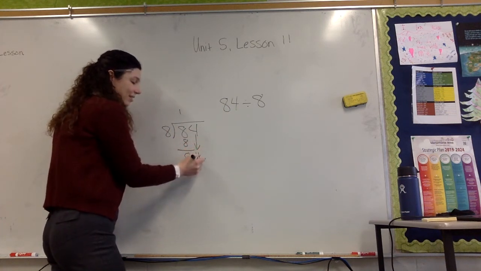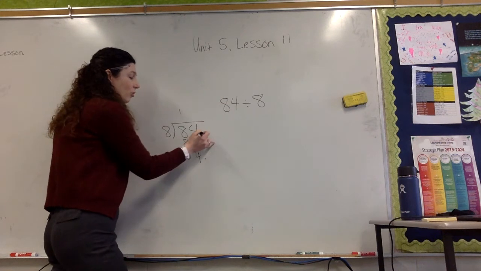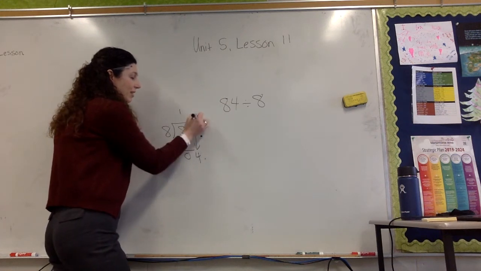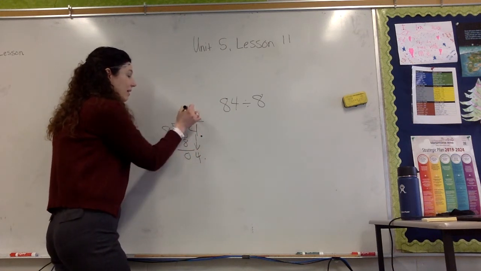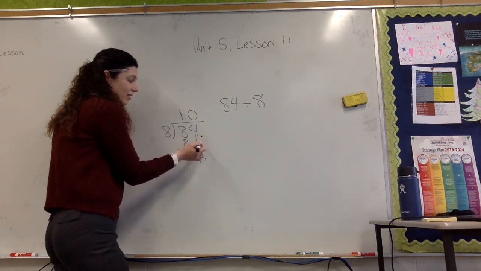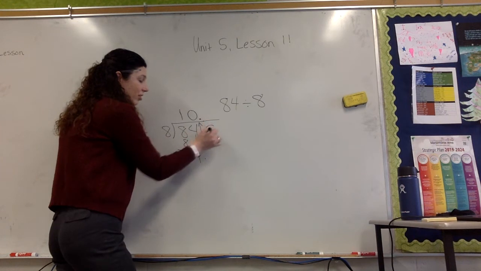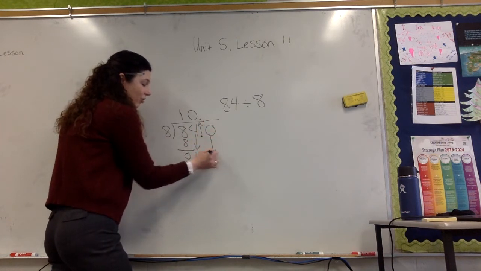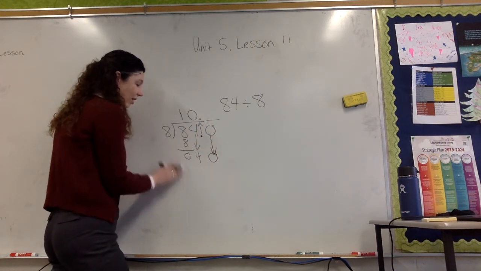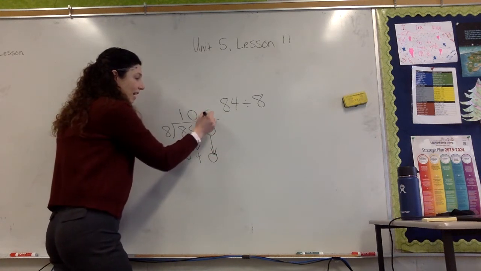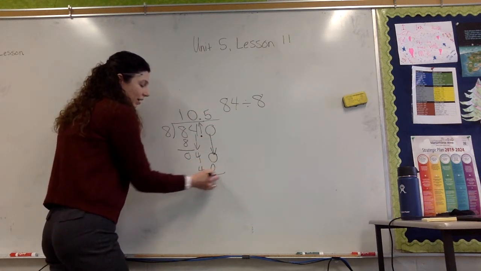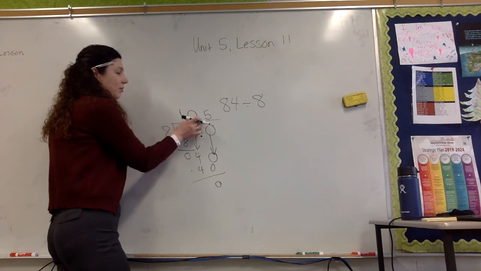And I can't make a group of 8 out of 4. So just like I did before, I'm adding a decimal. I'm going to go ahead and say I couldn't make any groups in that place, and then I'm placing that decimal in my answer. I'm going to make it a little bit longer. Now I'm going to add that 0 for that decimal. So this becomes 40 now. 8 goes into 40 5 times, and then my answer you can see is 10.5.